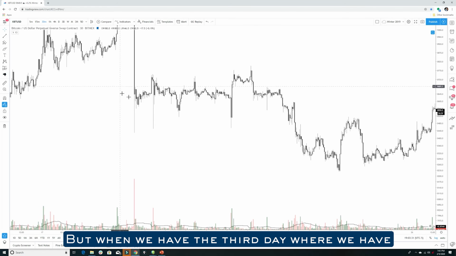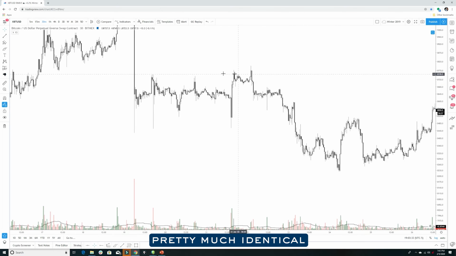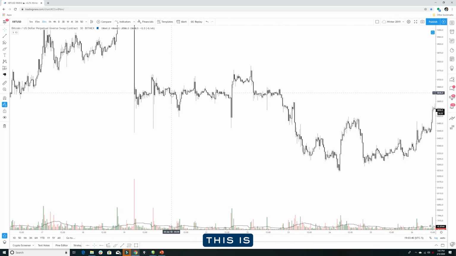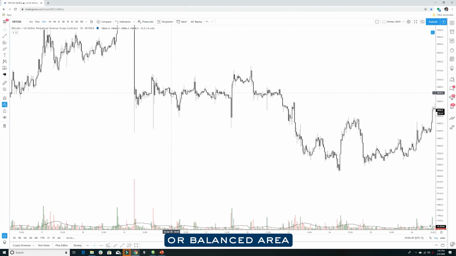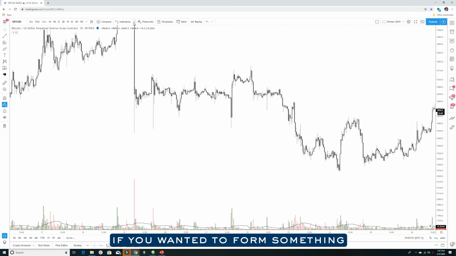But when we have the third day where we have pretty much identical overlap in value areas, it sets up for a really good short-term trade. Okay, so remember, this is typically going to be your first short-term trade, all right, following a break of a neutral or balanced area.